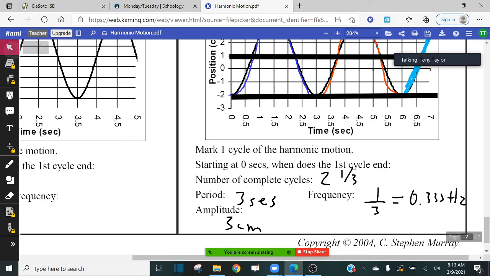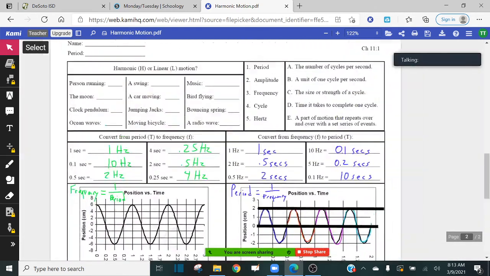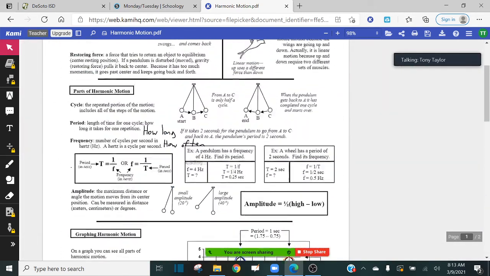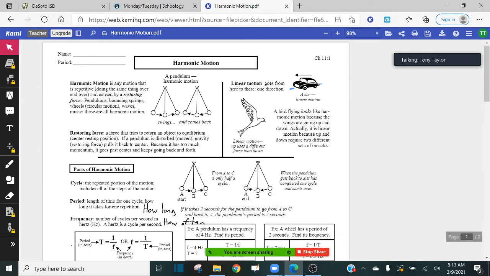Okay, any questions on anything regarding these notes that are currently in Schoology? Any questions?